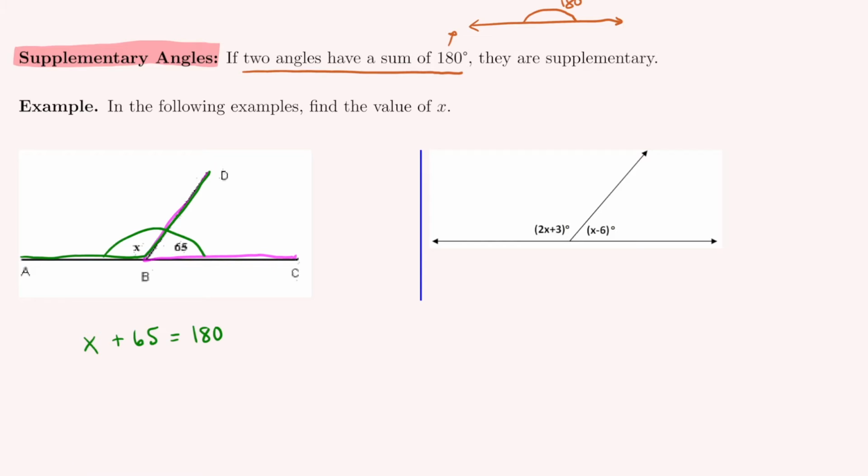Now just to reiterate, where am I getting this 180? Even though it wasn't mentioned at all in the problem, visually, as this portion is a straight line, we know a straight line has an angle of 180 degrees. So that's kind of implied because both of these angles make up a straight line angle. Now we can solve to get x by itself. We'll subtract 65 from both sides, and we'll get that x is equal to 115 degrees.